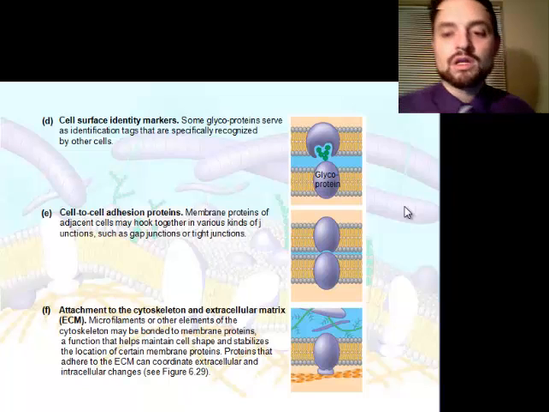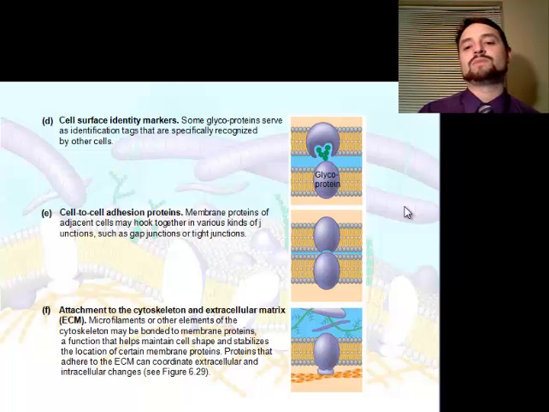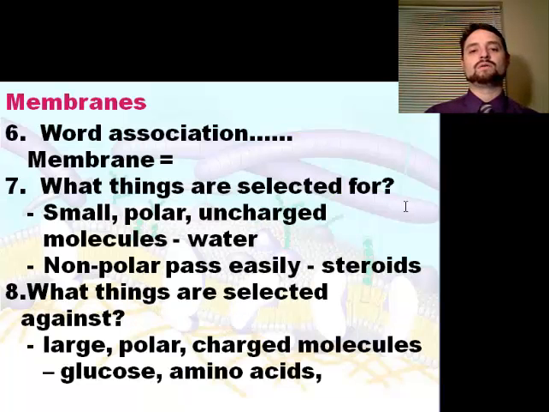Cell-to-cell adhesion. Proteins will stick to each other, and that will cause those cells then to be stuck together and not move. And then attachment to cytoskeletons and the extracellular matrix, holding everything together, tying everything together in the cell.